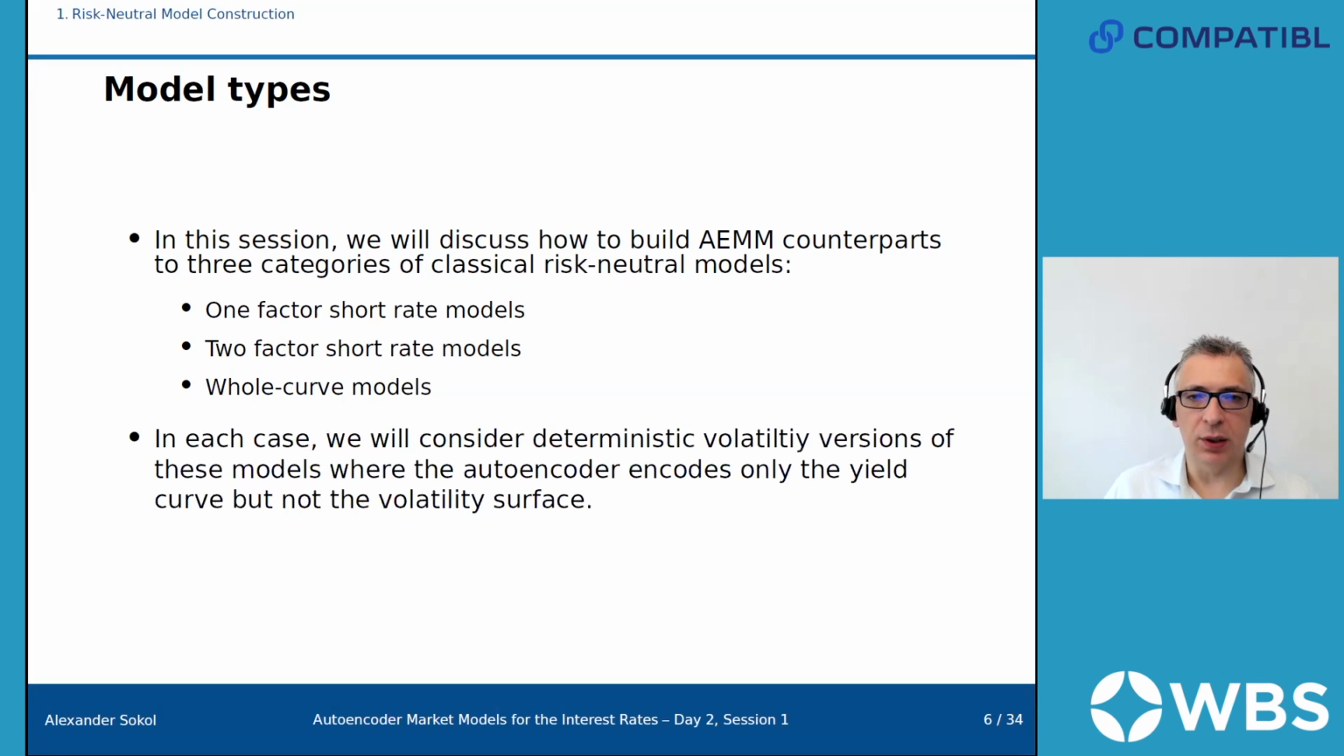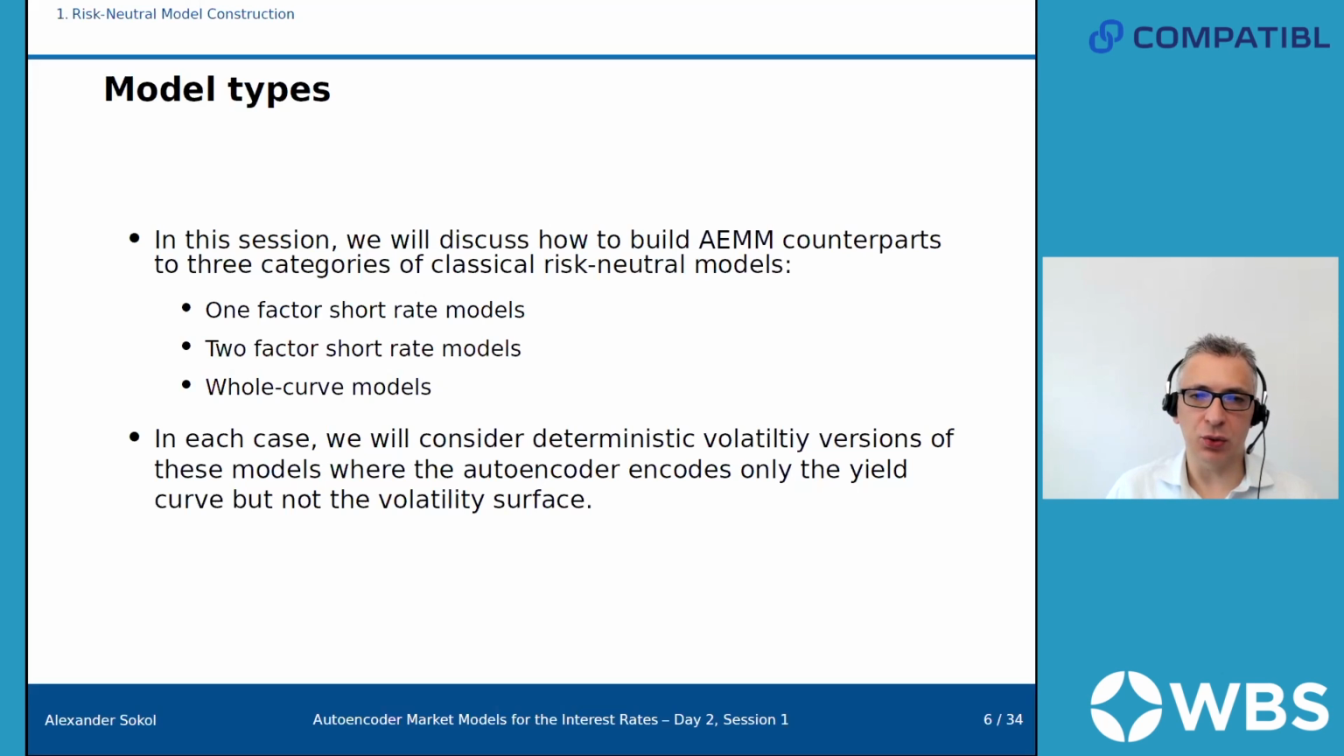In doing this, we will only look today, just because of the time constraints, at deterministic volatility versions of these models. Deterministic volatility means that volatility is a deterministic function of the rate level. And in order to build a deterministic volatility autoencoder market model, we will use the autoencoder. The autoencoder will encode only the yield curve, but not the volatility surface.